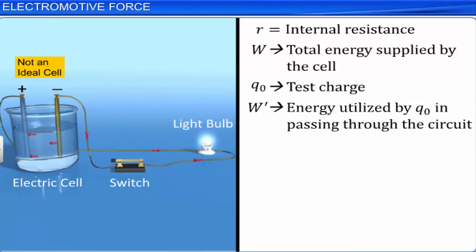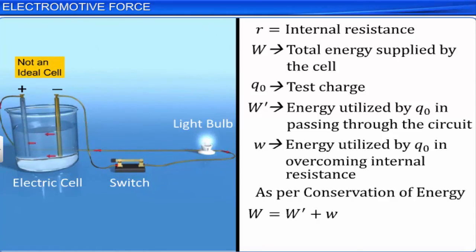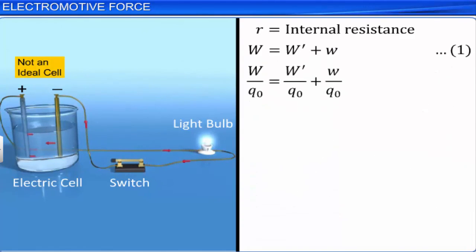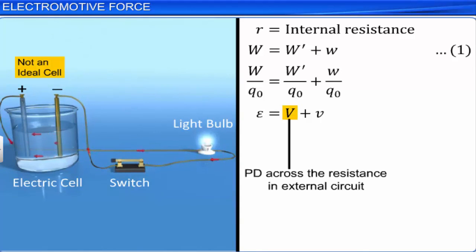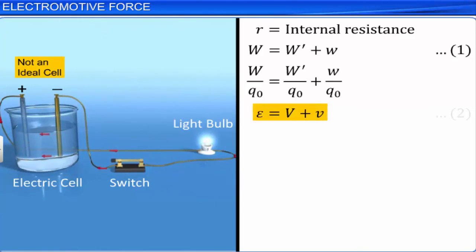Let W' be the energy utilized by the charge in passing through the external circuit. And let W'' be the energy utilized by the charge in overcoming the internal resistance of the cell. Then, according to the law of conservation of energy, we have W is equal to W' plus W''. Let this be equation 1. Dividing both the sides of the expression by Q0, we get EMF E is equal to V plus v, where V is the potential drop across the resistance in the external circuit and v is the potential drop across the internal resistance of the cell. Let this be equation 2.